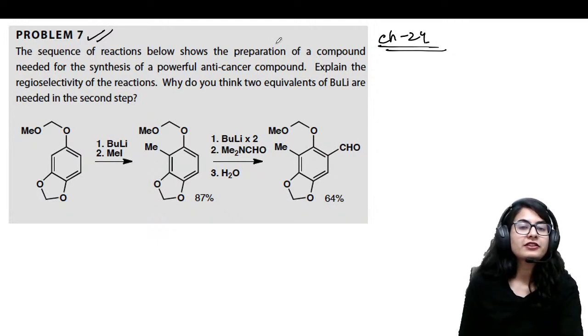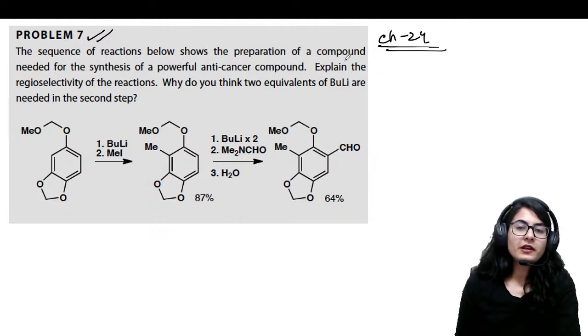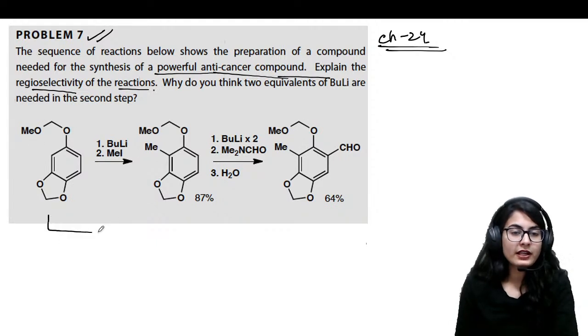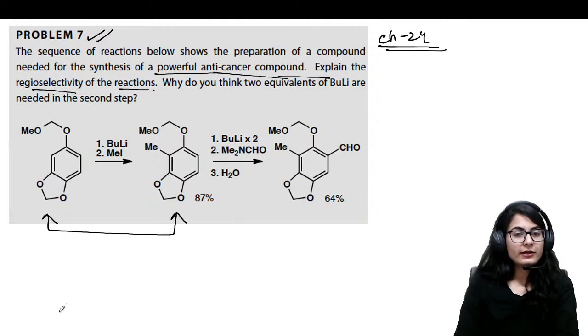The sequence of reaction given below shows the preparation of a compound needed for the synthesis of a powerful anti-cancer compound. ठीक है. Explain the regioselectivity of reaction. So tell me what is happening in the first step. इसमें क्या हो रहा है ये बताओ सबसे पहले. Later we'll see the other one. Only tell me about the first step. What is happening?